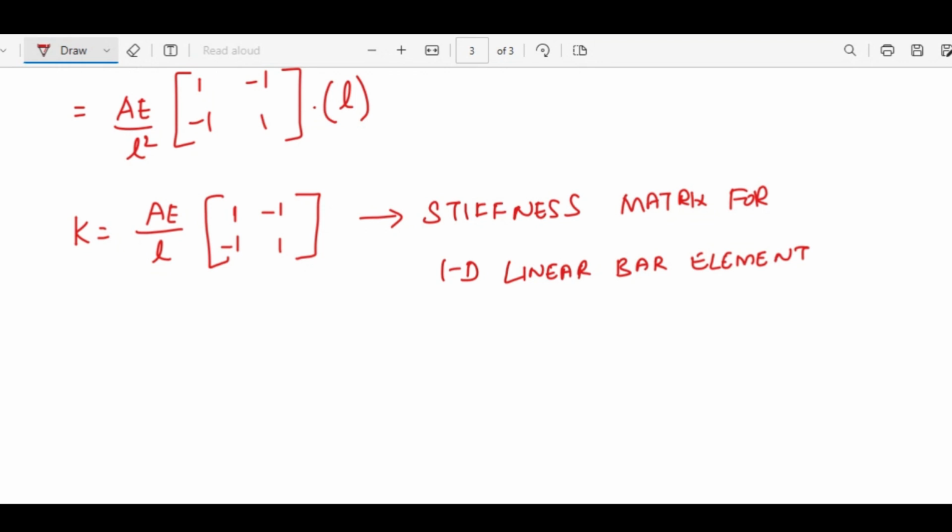Okay, so in the next video we will discuss quadratic bar elements and try to derive the shape function and stiffness matrix for a quadratic bar element.